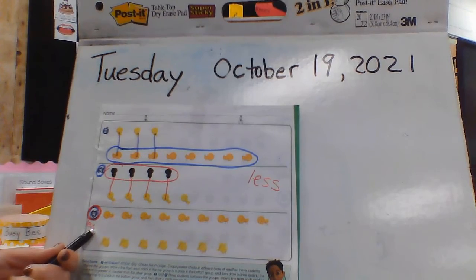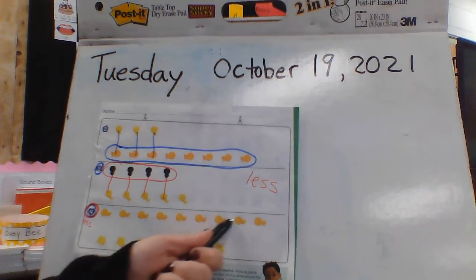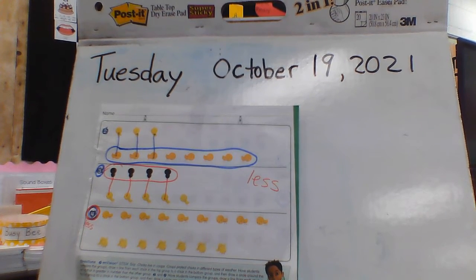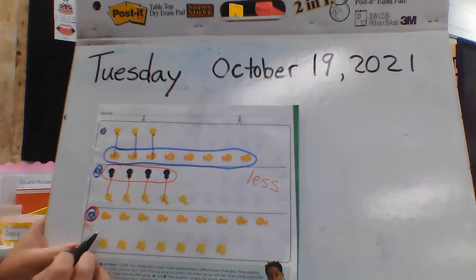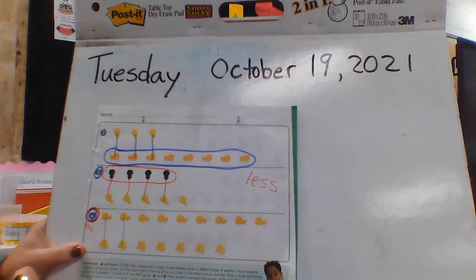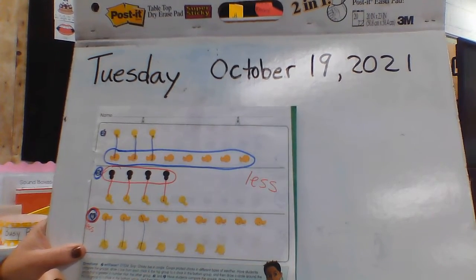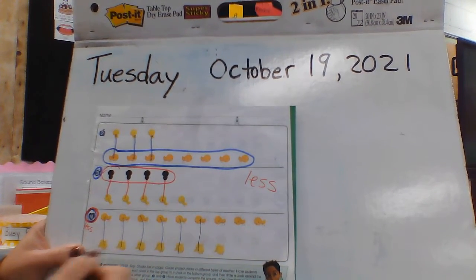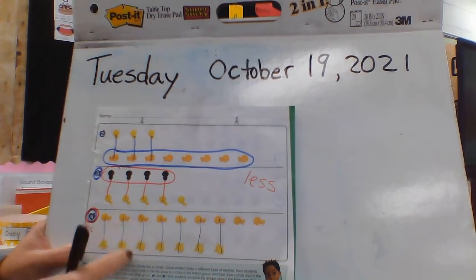So for number 4, we need to look at our orange chicks and then look at our yellow chicks and compare them. We're going to look at them and see which group has fewer, which group is less. But before I do that, I need to pair them up. That will help me. Ready? Pair them up, pair them up, pair them up. So all of them have partners.